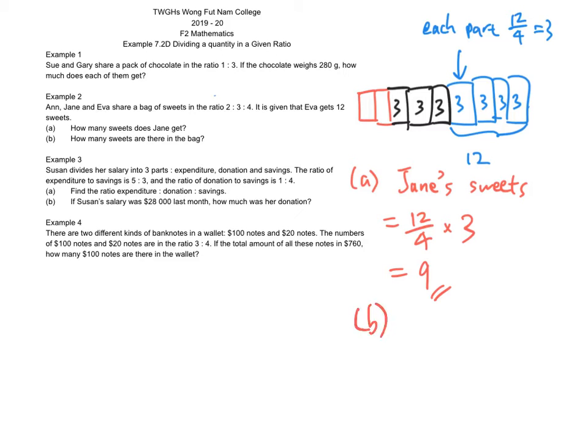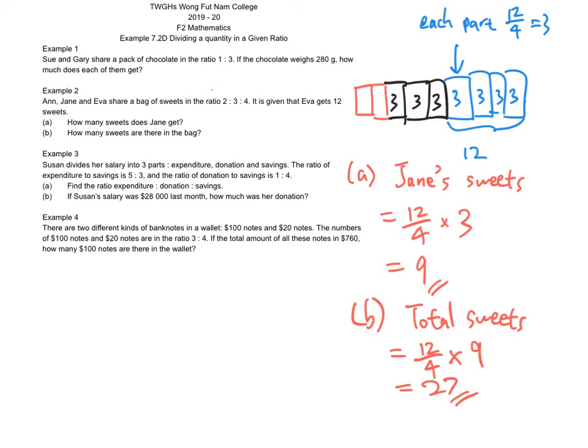So let's look at part B. Total. Simple. The total sweets. Again, the steps are the same, 12 over 4, we find out the sweets in each part. And total, how many parts? 2, 3, 4, 9 parts. So times 9. That's a total of 27 sweets. This is example 2. So if you have any questions, you can ask in the Google Classroom.